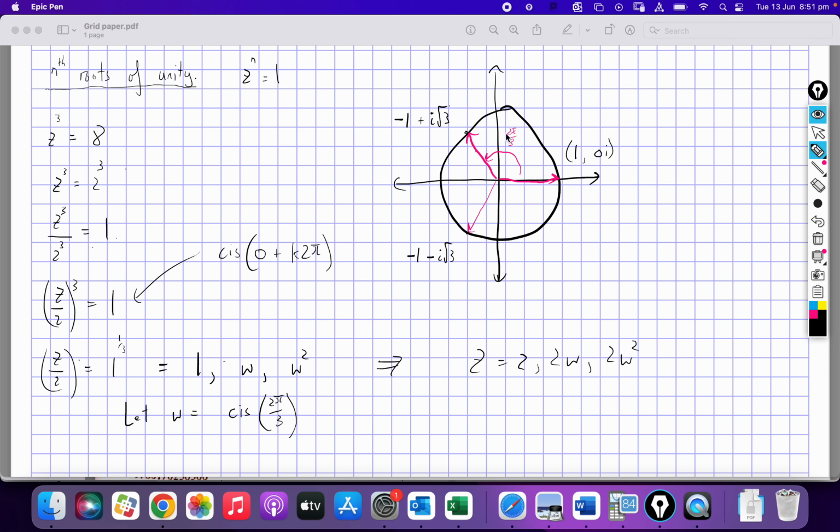I didn't multiply this one by 2. I was still looking at unity, but I'm now multiplying everything by 2 to actually find the roots of 8. So this first one, 2, if you take any one of these roots and you cube it, you will get the answer 8. Also worth noting is that if I multiply the three roots, so say I've got z1 times z2 and z3, you will get 8 that way.